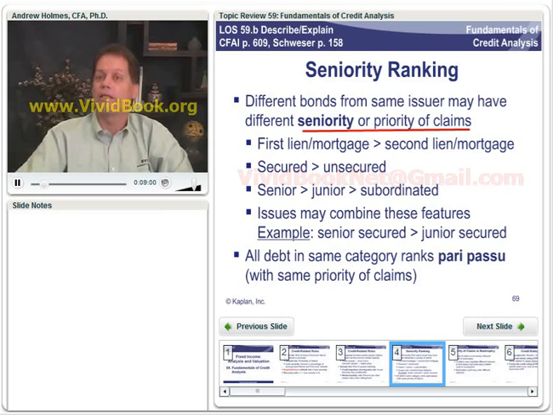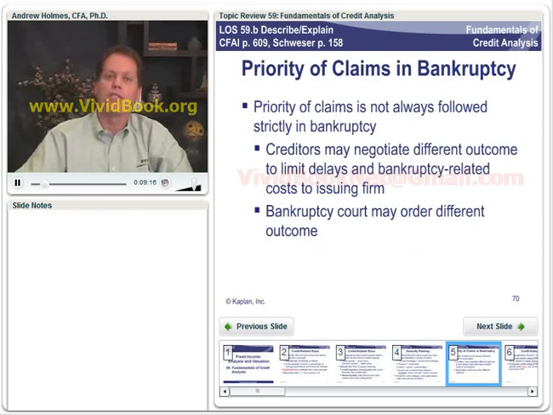If they're in the same category, they all rank the same, pari passu. You don't really have to know how to say that term. As long as you say it with confidence, everyone around you will assume that you know what you're talking about. Anyway, all those claims with the same priority are going to be lumped into a single group.